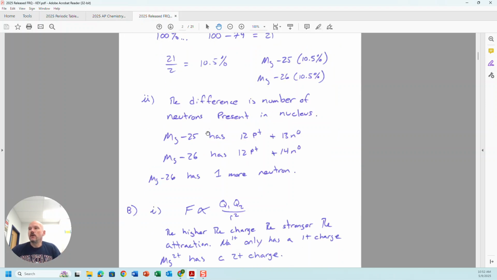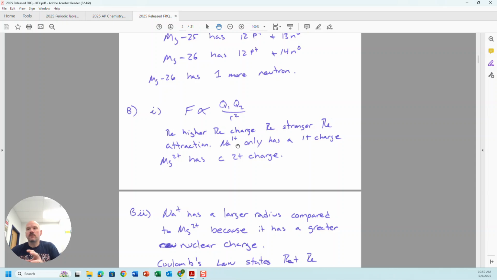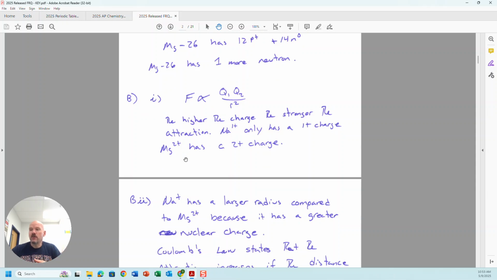Okay, so we would say, we're referencing Coulomb's law. The higher the charge, a higher magnitude of charge, the stronger the attraction. So since sodium's 1 plus and magnesium's 2 plus, that's why magnesium's going to have a stronger interaction.